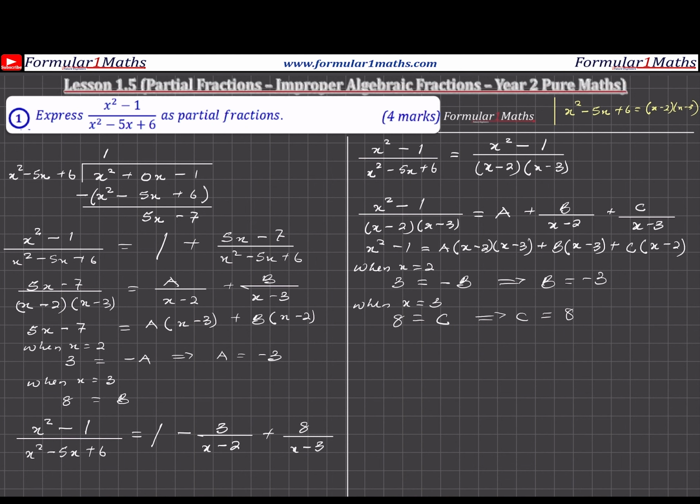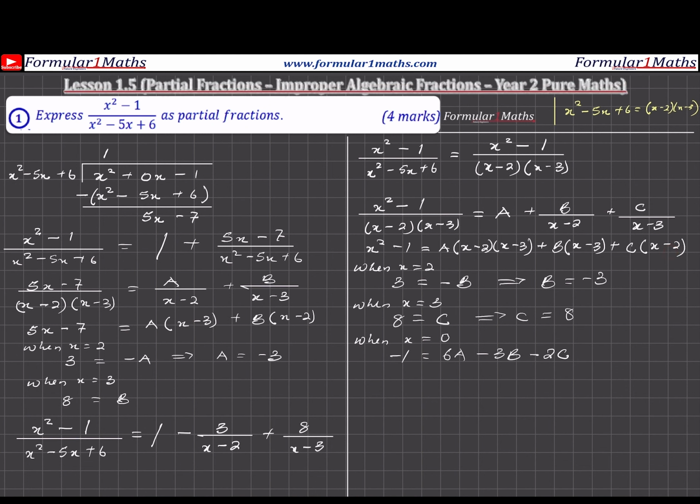And then for the next substitution, I'll let x equal to 0. So when x equals 0, on the left-hand side, I have 0 minus 1, that is minus 1, equals to. And on the right-hand side, that would be 0 minus 2, that's minus 2, and 0 minus 3 is minus 3, and so minus 3 times minus 2 is 6, so I have 6a. Then 0 minus 3 is minus 3, so I have minus 3b. 0 minus 2 is minus 2, so I have minus 2c over here.